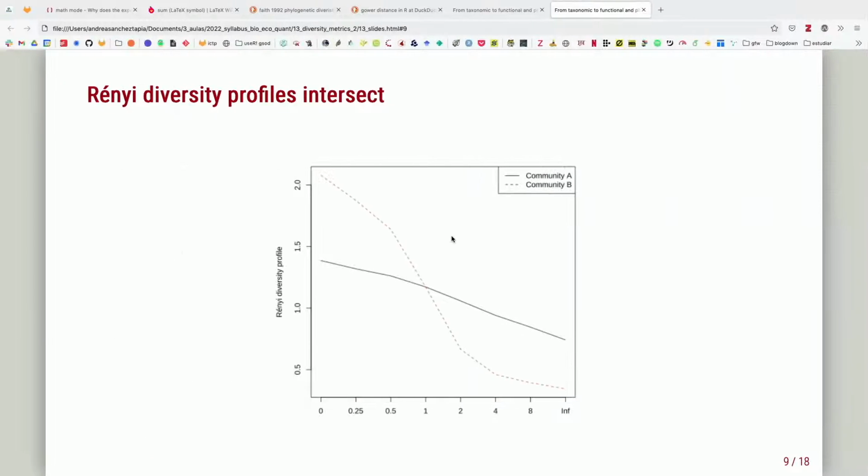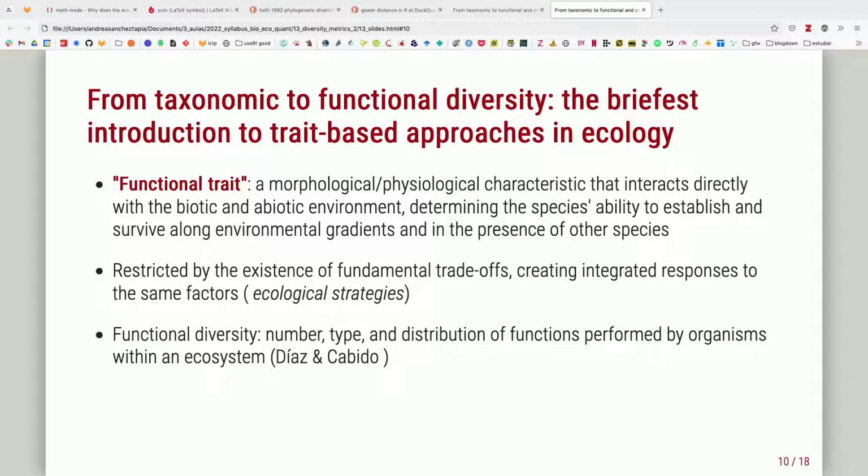When we talk about functional diversity, I don't know if any of the biologists here has worked with trait-based approaches with functional diversity.